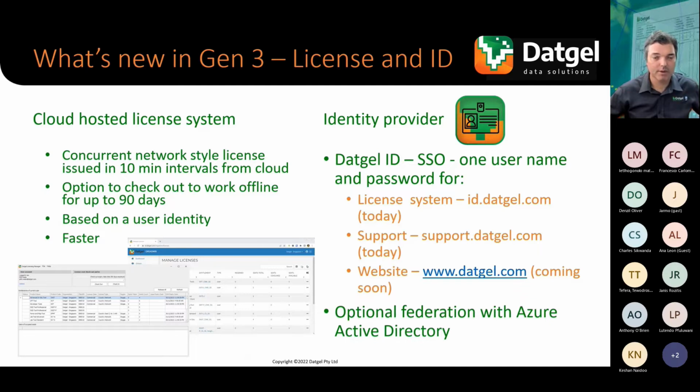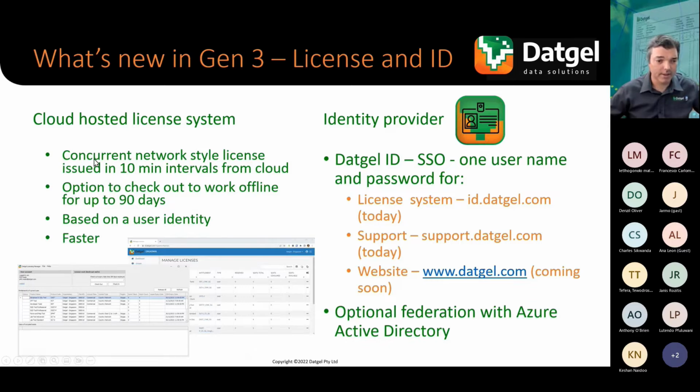So to Generation 3, what have we got? What's new? This really is the big new feature. We have a cloud-hosted licensing system which uses an identity provider. So based upon user names and passwords, you can access your organization's licenses. And it is managed in the cloud, so you can send all the old USB keys back to us now, because almost everyone has migrated over the last 3 months to this system.